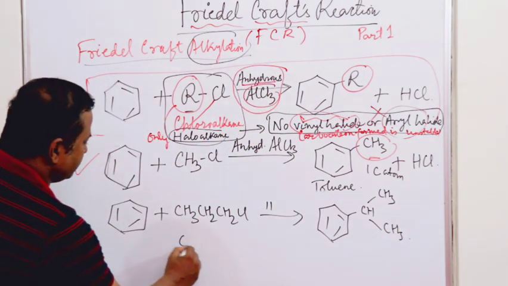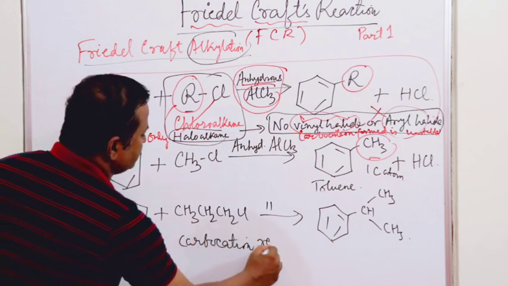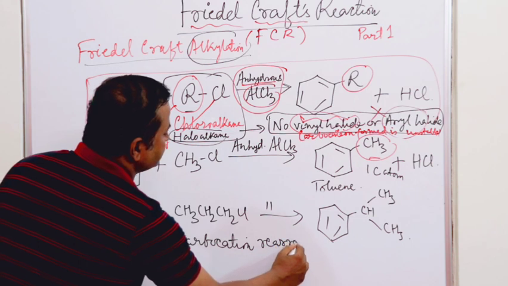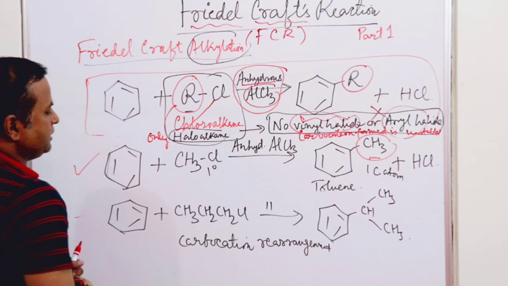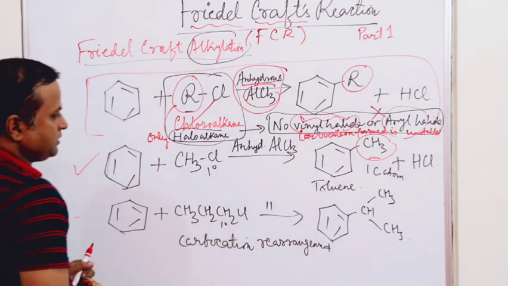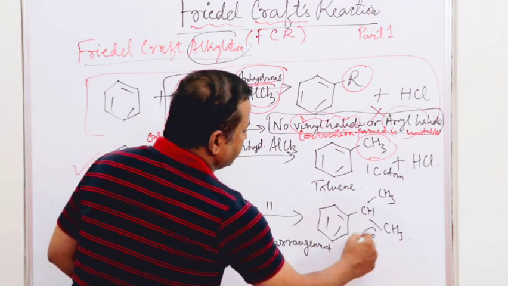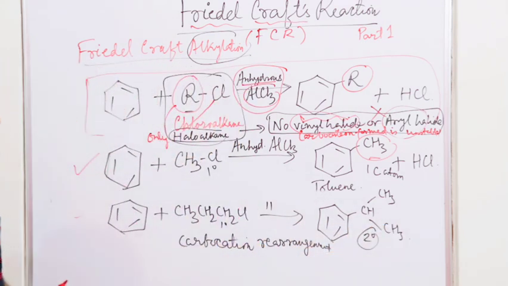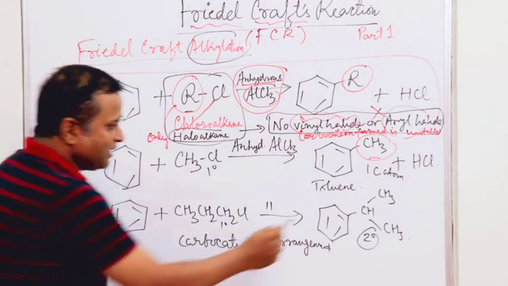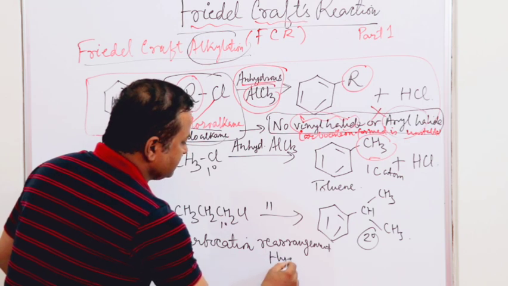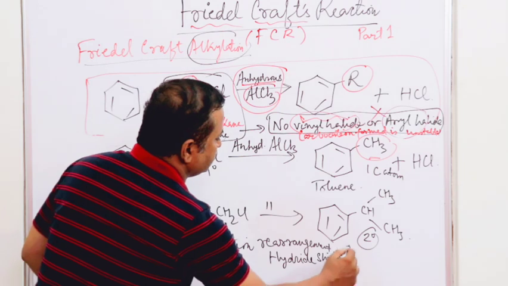So this is another limitation. Why? Because there will be carbocation rearrangement. You know that here a primary carbocation will be formed, but if it rearranges to a secondary carbocation, then that will be more stable. So the desired product will not be obtained here. Now this occurs via hydride shift and methyl shift.